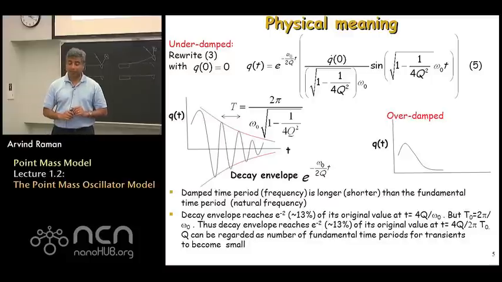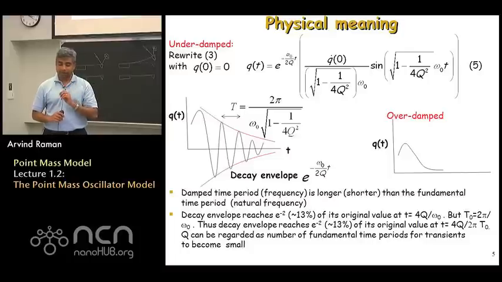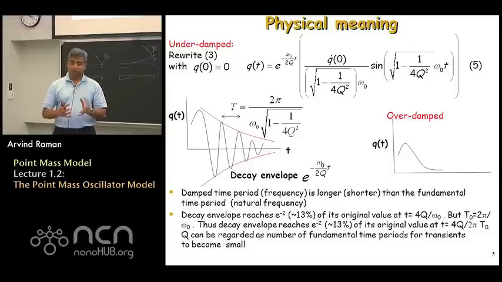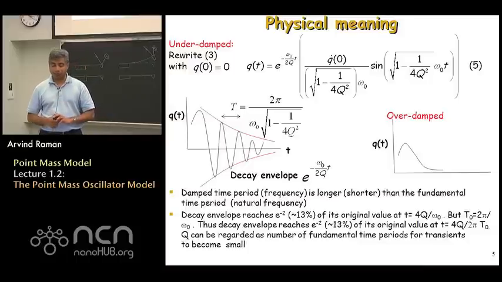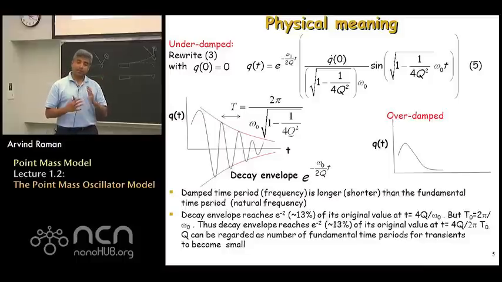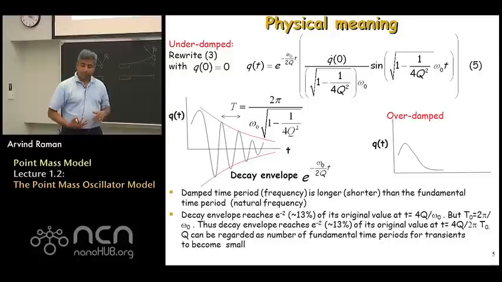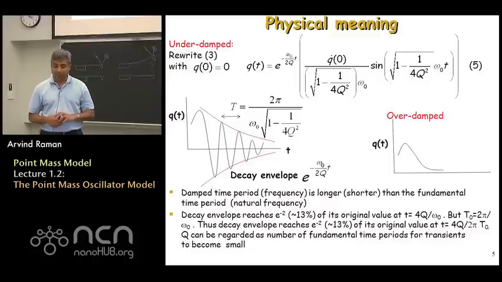term of equation 5. Based on that, you can find that the time period is going to be 2 pi divided by omega naught, but it has an additional term in the denominator, which is square root of 1 minus 1 over 4Q squared. This suggests that the time period in this decaying oscillation is different from the fundamental time period T naught. In fact, it's longer. The second thing is, if one looks at the decaying envelope, which is shown in red, its functional form is basically e to the negative omega naught t divided by 2Q.